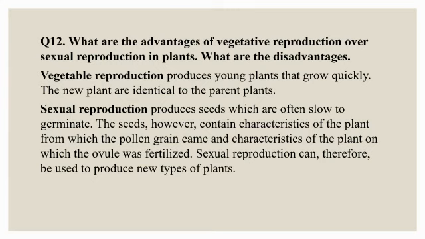The seeds, however, contain characteristics of the plants from which the pollen grain came and the characteristics of the plants on which the ovule was fertilized. Sexual reproduction can therefore be used to produce new types of plants.